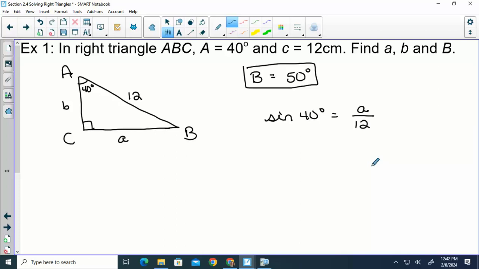Now we've done these, but the angle is always one that we had from our hand trick. 30, 45, 60. Do we know 40? No, so we are going to use our calculator, but not until the very end. So if I want to get A by itself, what would I do? So make sure your calculator is in degree mode. And we want to type in 12 times the sine of 40.